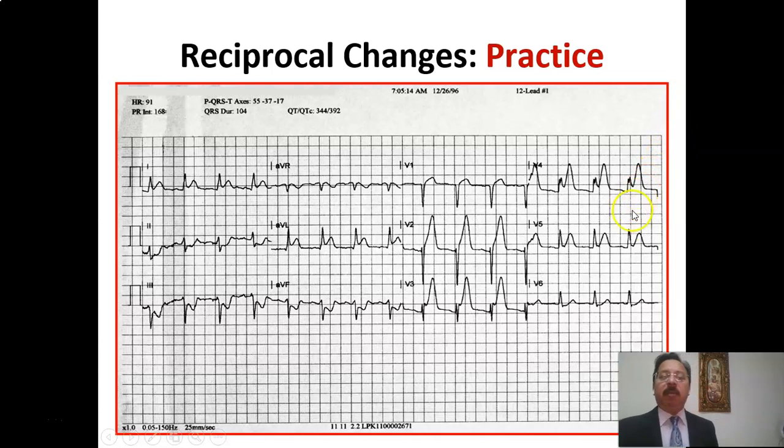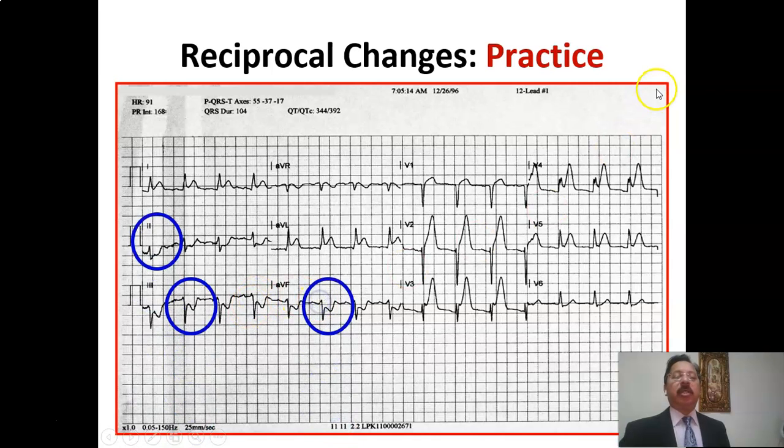Look at this ECG. Can you appreciate ST segment elevation? Yes, in the chest leads V1 till V5. So this is your anterior wall or anteroseptal myocardial infarction. And now try to find ST segment depression anywhere else. Yes, ST segment depression in 2, 3 and AVF. So these are the reciprocal changes.